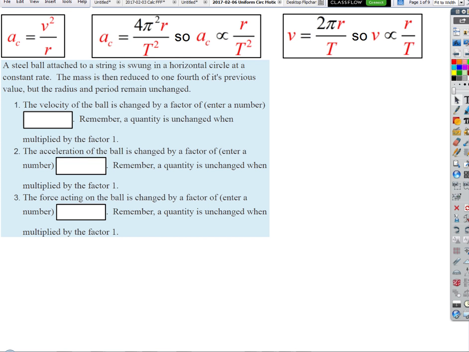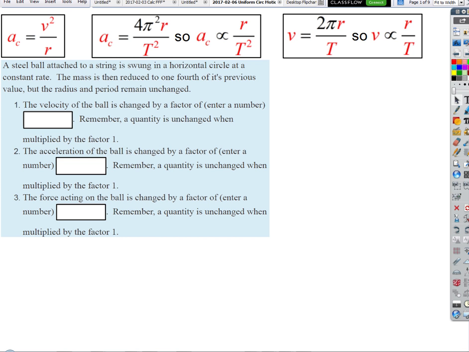We could use these equations, and we could even plug in some sample values. We make up some values and then just don't change them, and go through and solve for velocity in terms of the other stuff. But that's a lot of work. We don't need to do that.